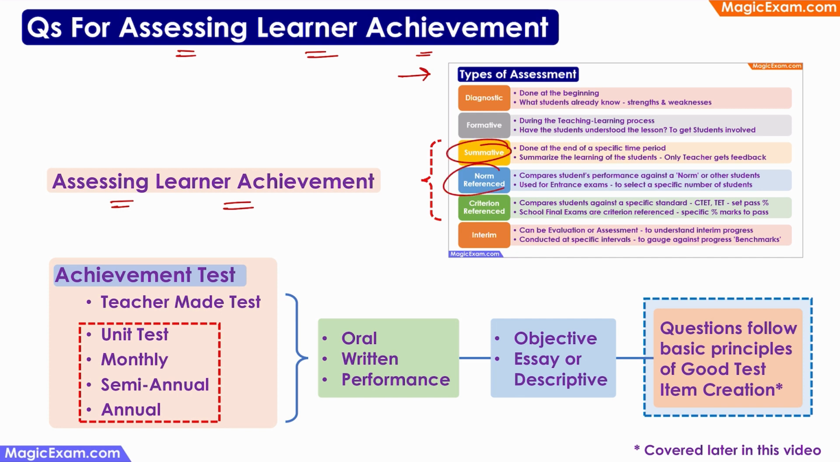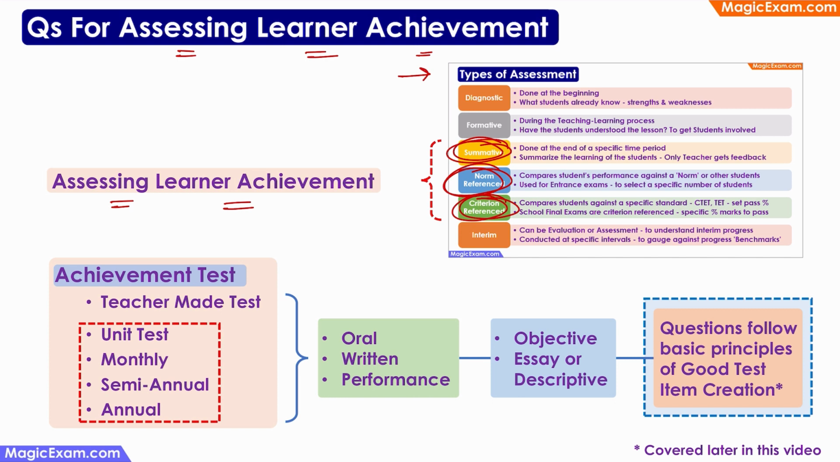And these can be norm referenced, where you are comparing different students against each other or against a specific norm, such as what happens in the entrance exams like IIT JEE. Or we can use criterion referenced, where you are comparing all the children or evaluating their performance against a specific criteria or a specific pass percentage, like what happens in CTET, where all the students who meet the 60% cutoff marks are declared pass. So there is no ranking or comparison of students. All the students are being compared against a specific criteria. So this way you can use summative assessments, which are norm referenced or criterion referenced, for assessing learner achievement.